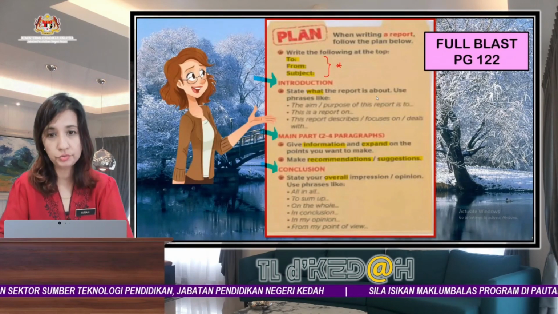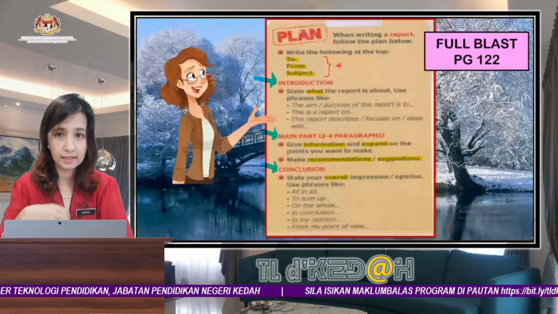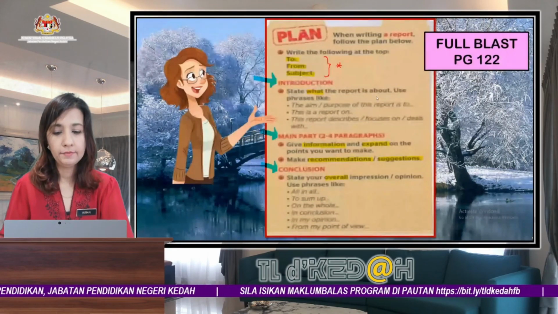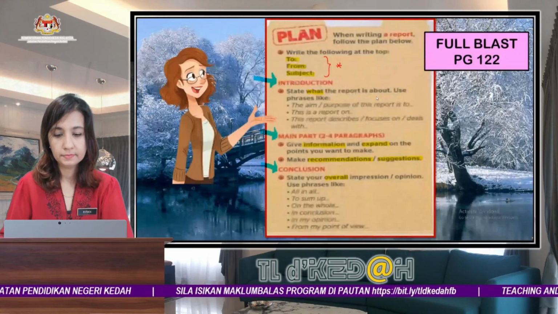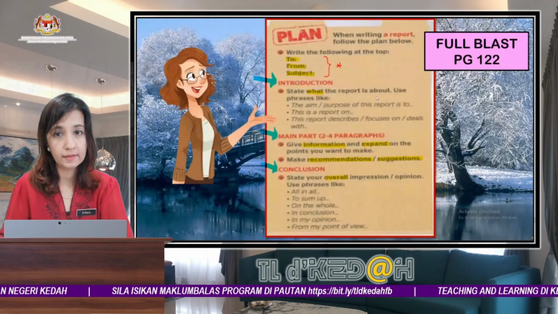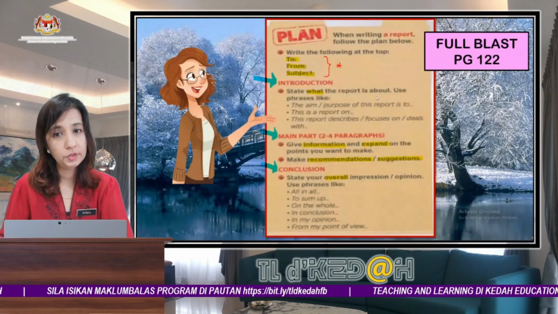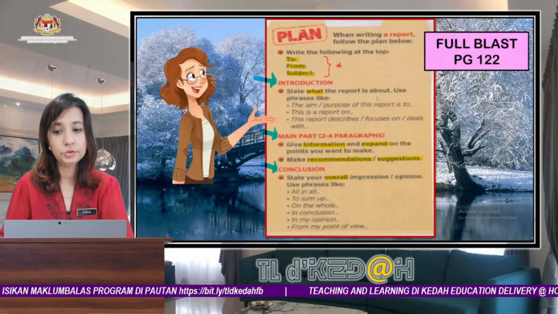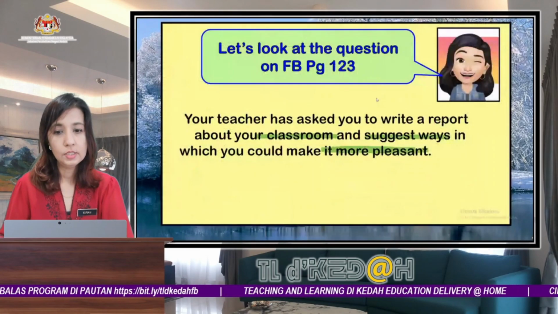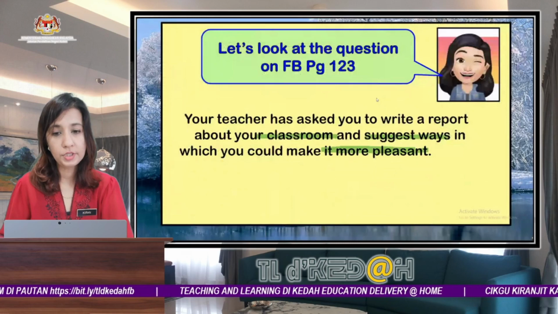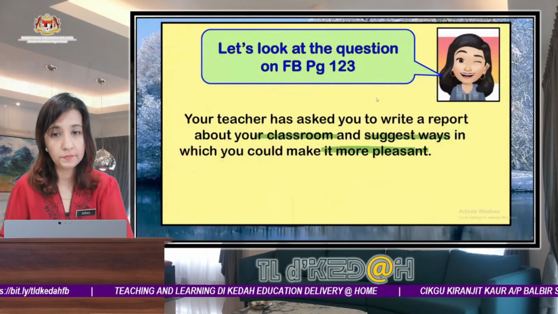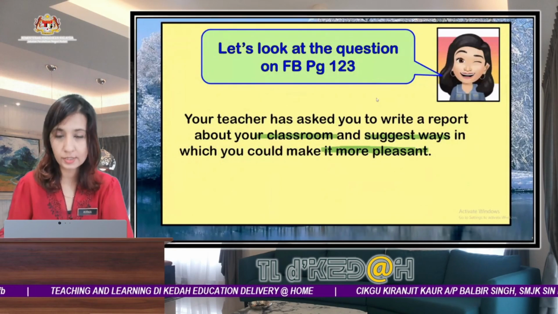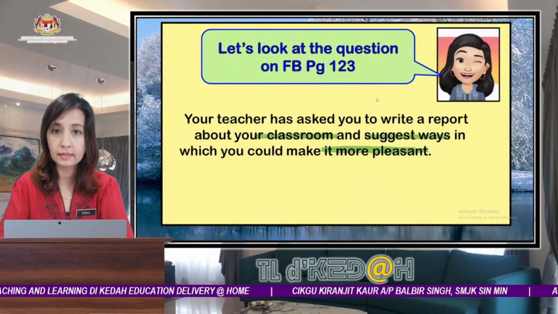So then we have the main points. You have about two to 4 paragraphs. I think 3 paragraphs is just nice. And finally, the conclusion. Okay, so altogether 5 paragraphs would be just nice. You have to write about 200 to 250 words. So there is a question on page 123 of your textbook. So let's look at the question and look at how we can write the report.